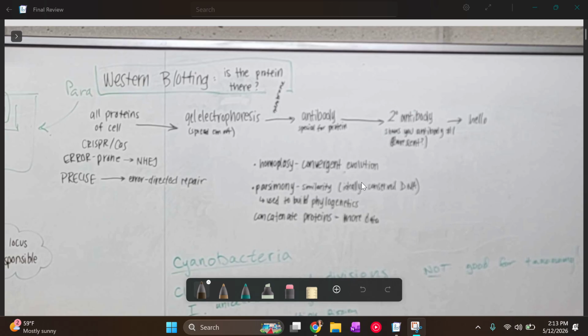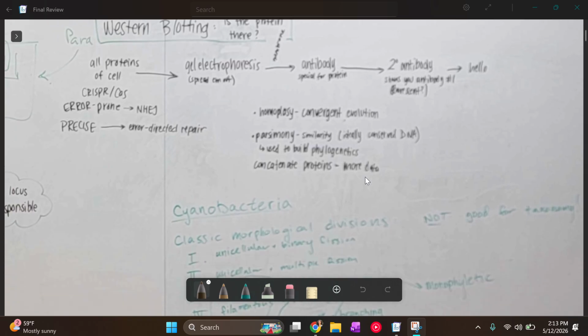And then here are some more terms. We have homoplasy, which is basically just convergent evolution, because they really had to make up another term. Parsimony is used when we're talking about genomic data. It's used in phylogenetics. It's like how similar they are, so ideally conserved DNA. If you're looking at homology between a protein of different species, something that is more parsimonious, more homologous, more similar, is more closely related.